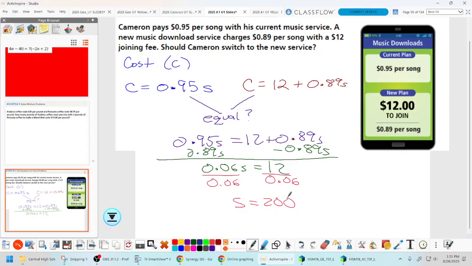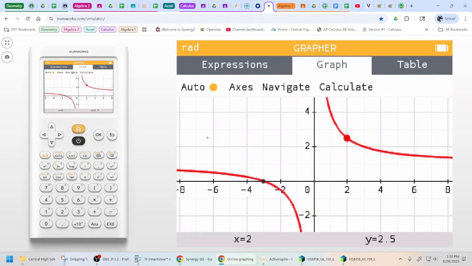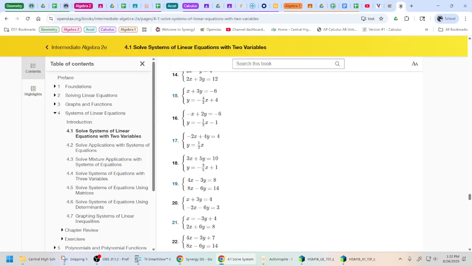Which plan is better if he's doing like 300 songs? The second one. Okay. And if he's doing less than that, the first one. Let me show you what this looks like on Desmos so you can start getting an idea of what we're doing.